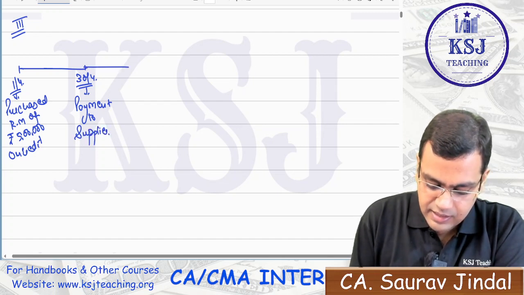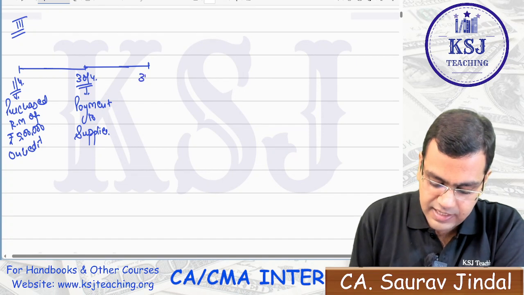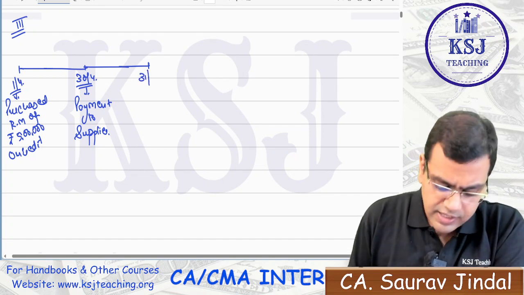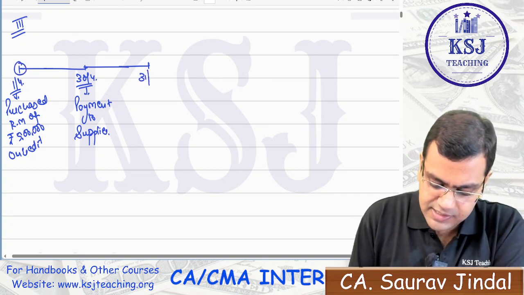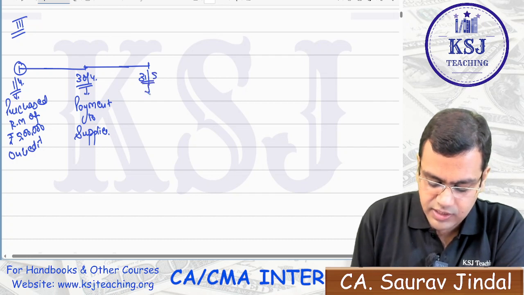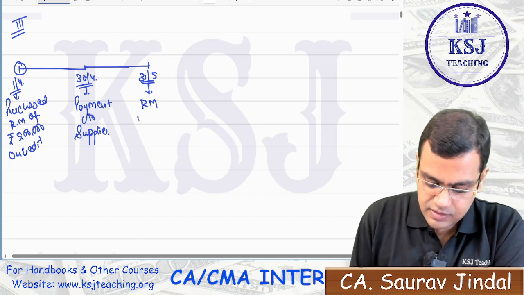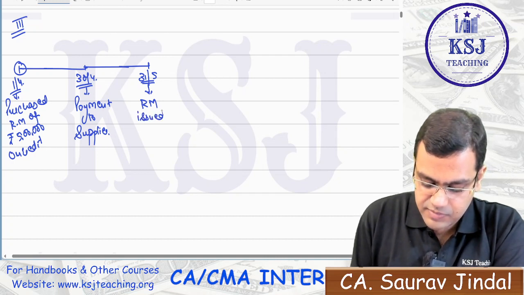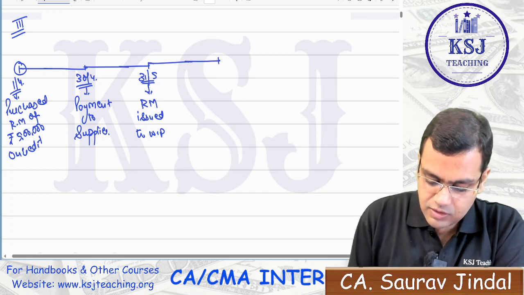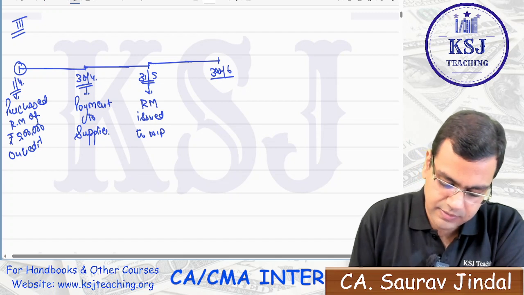Then again, next, let's say this material was received here, but it is lying in your store and it has been issued on 31st of May, sir. RM issued to WIP. Then on 30th of June, one second.